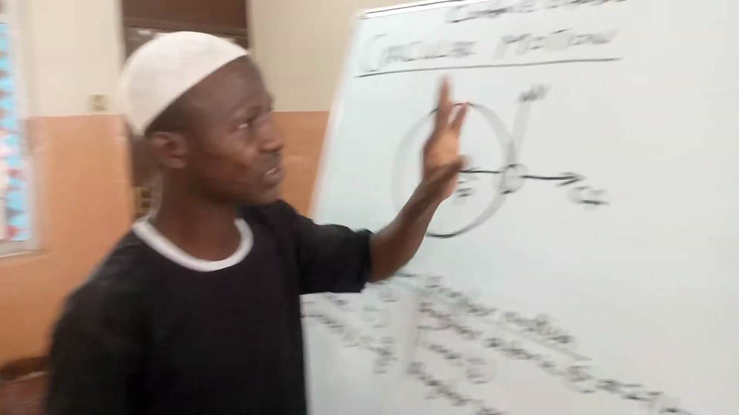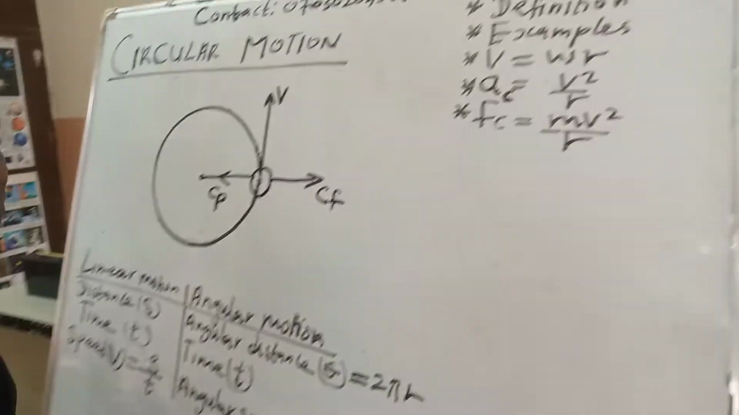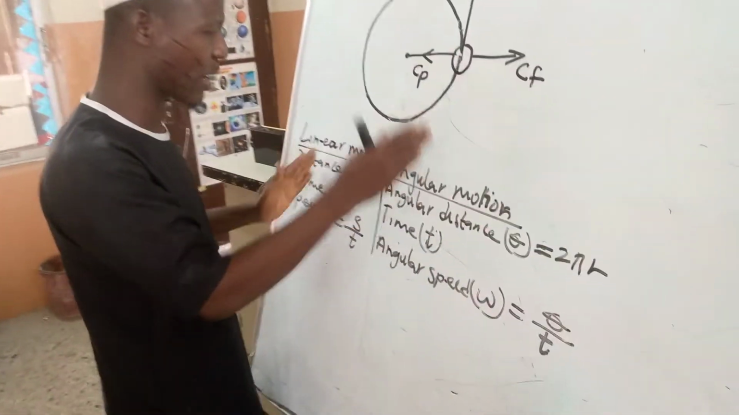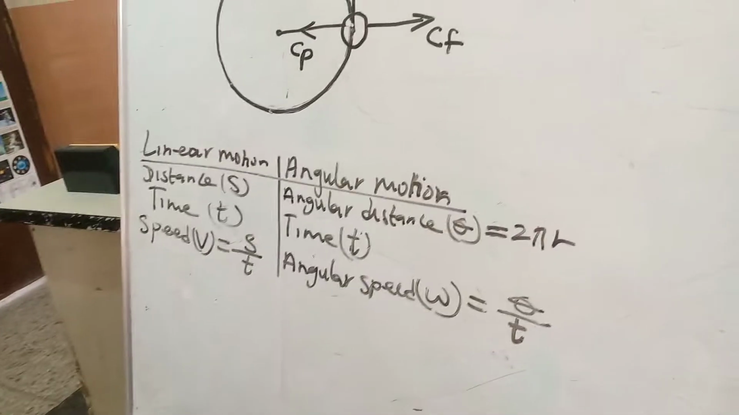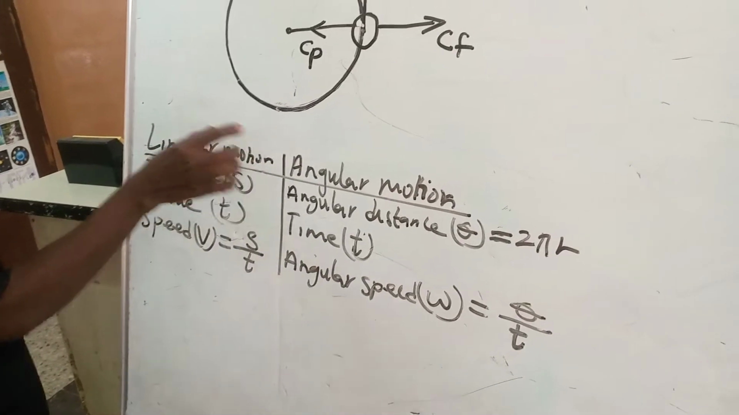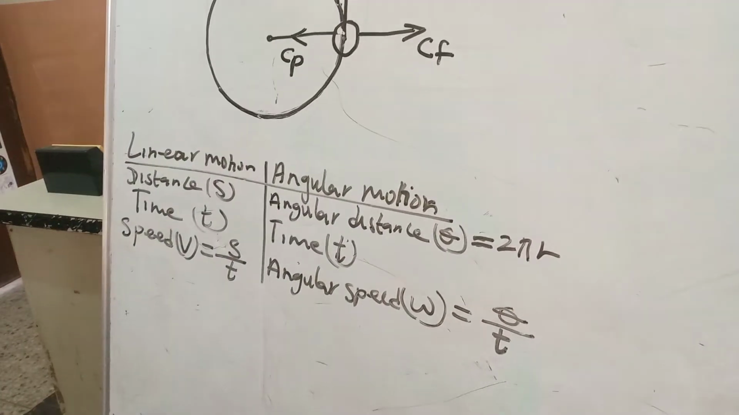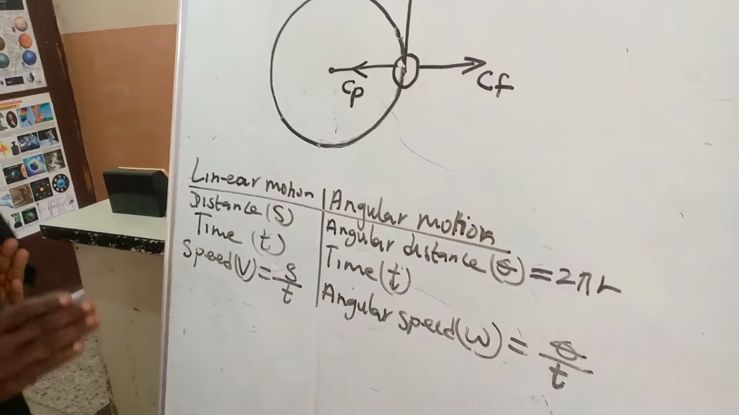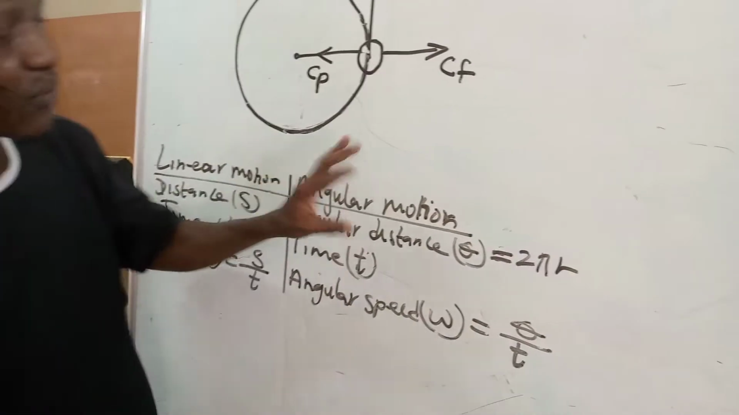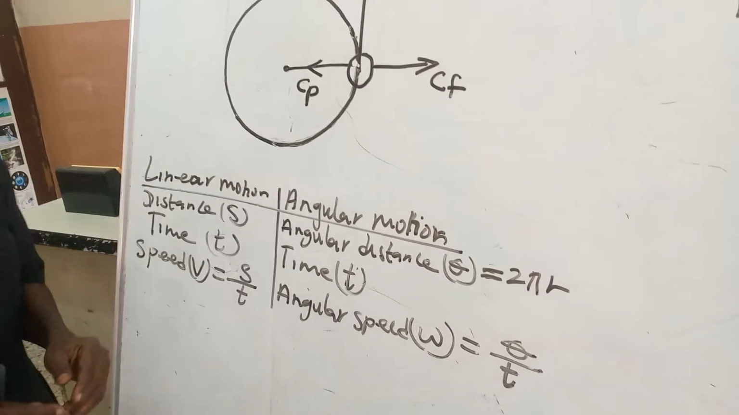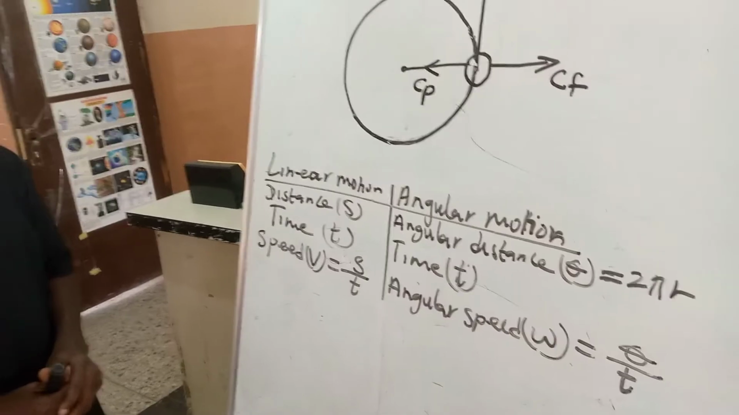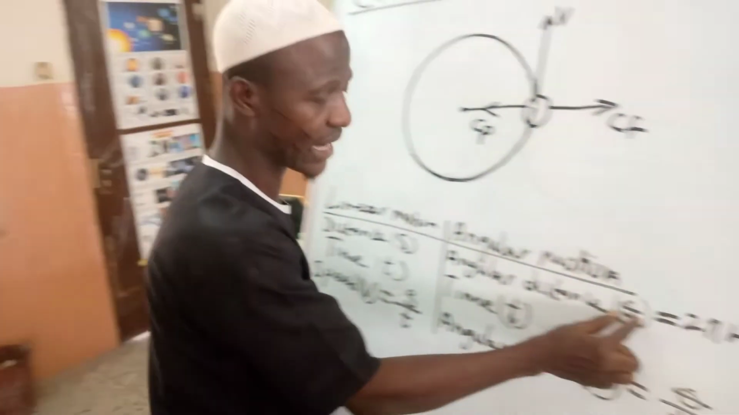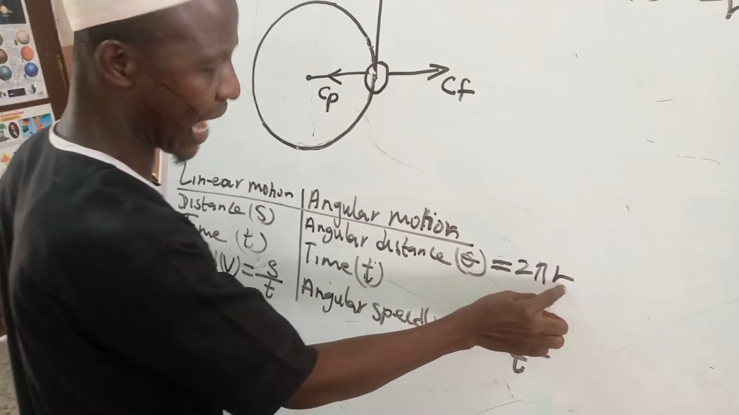Now, let's try to derive this formula, that is v = ωr. Let's start by comparing the two velocities together. We have linear motion and we have angular motion. In the case of linear motion, we normally have distance, that is the distance that an object covers. But in the case of angular motion, when an object is moving in a circular path, we don't measure the speed of that object with distance. We normally measure it with angle, which is theta, and theta is equal to 2πr.